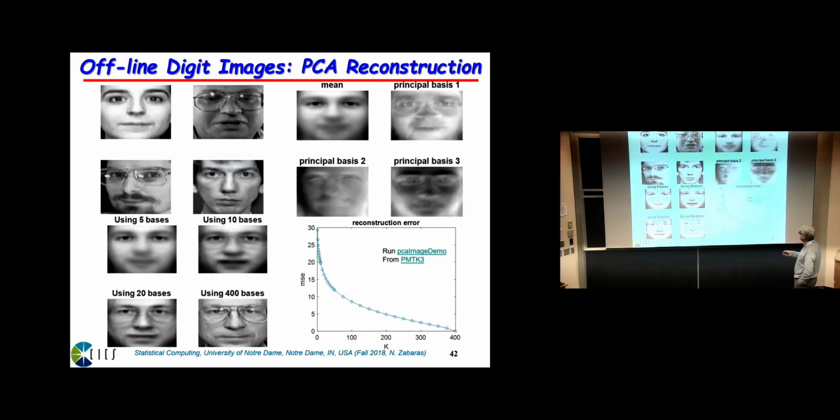And there are a lot of different examples with faces, and you can see reconstruction here using 5 faces, 10 basis functions, 400 basis functions, etc. And again, this plot shows the mean square error, basically the same sort of criterion as what we had before. That's the reconstruction error.